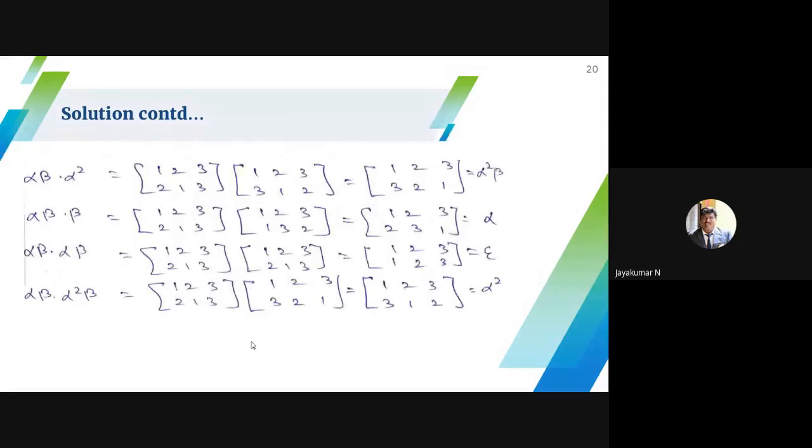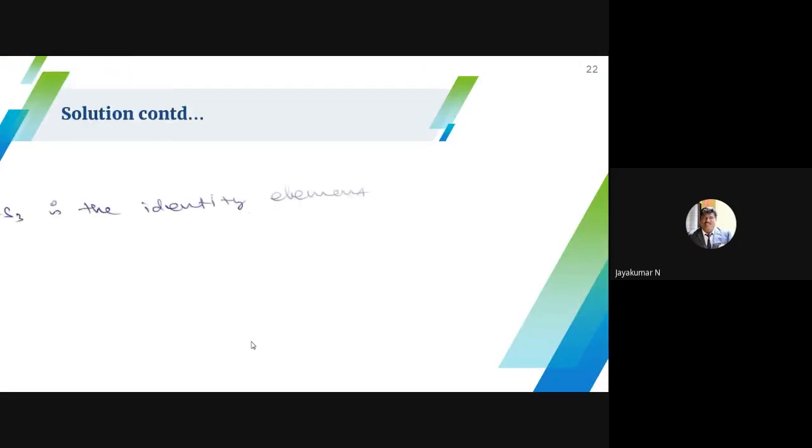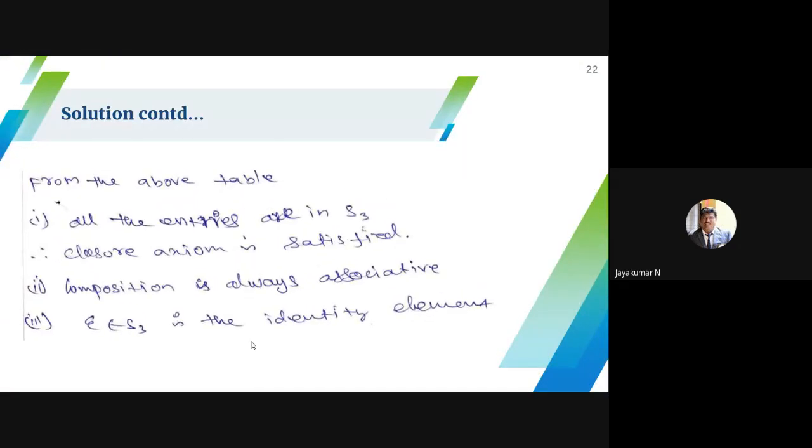So refer to my notes, because I don't have the time. Refer to it yourself. I will directly move on to the proof. So the remaining you can easily see that all the entries are in S3.